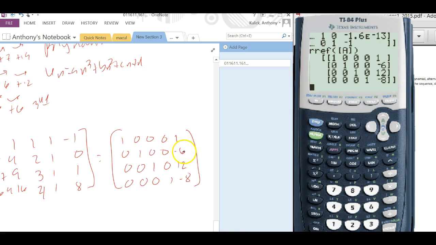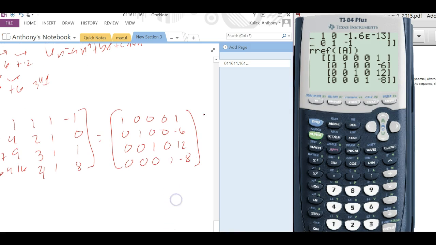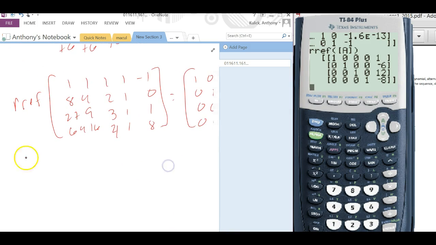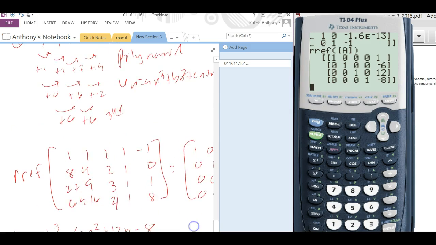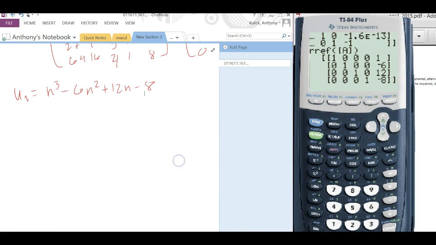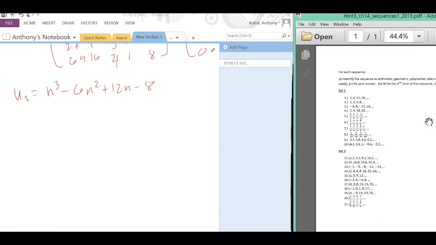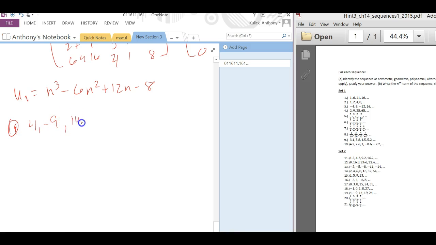Anyways, so again, this is my A, B, C, D coefficient. So the answer here is n to the third minus 6n squared plus 12n minus 8. And I hope I'm almost done here. I saved all these hard ones for last, it looks like. 19, 4, negative 9, 14, 19, 24.